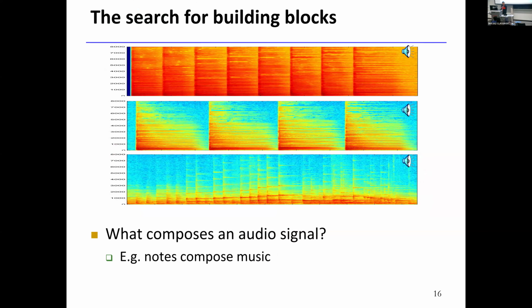So, let's ask ourselves again, what composes an audio signal? What composes, for example, music?